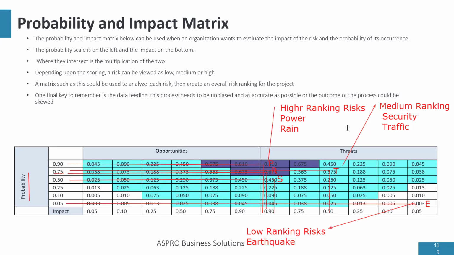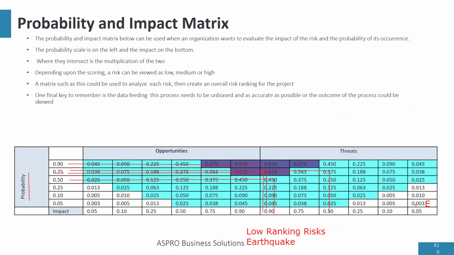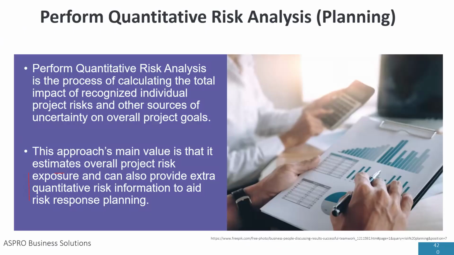So we use qualitative risk analysis to qualify the risk and to do a subjective analysis on high, medium, and low. That's what we are saying. High, medium, and low. That's qualitative risk analysis. All right. So let's move on and talk about perform quantitative risk analysis.